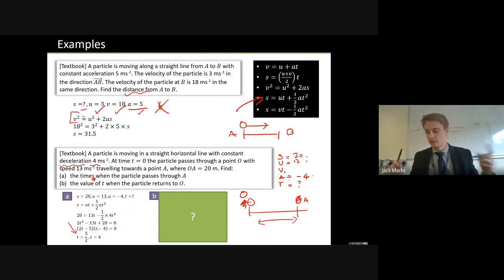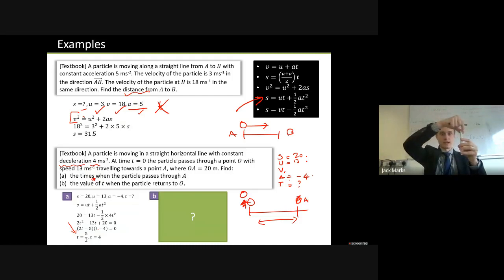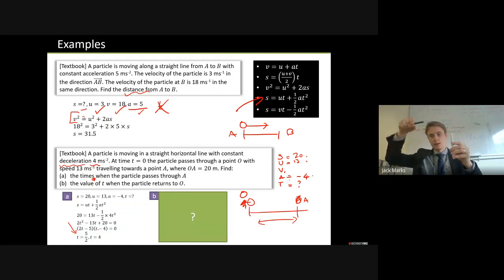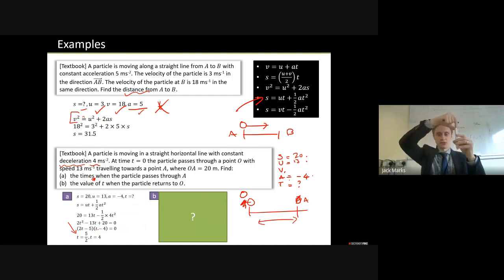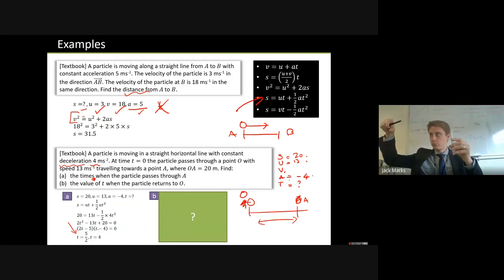Why is this happening? The reason why it's happening, if you imagine, let's call this one O and let's call this one A. The particle is moving here. And at the start, it's traveling at 13 meters per second. So it's going like this, but it has deceleration, so it's slowing down. There we go. We're at A for the first time. And it would keep going, and then it would stop because it's still slowing down. It slows down the whole way.